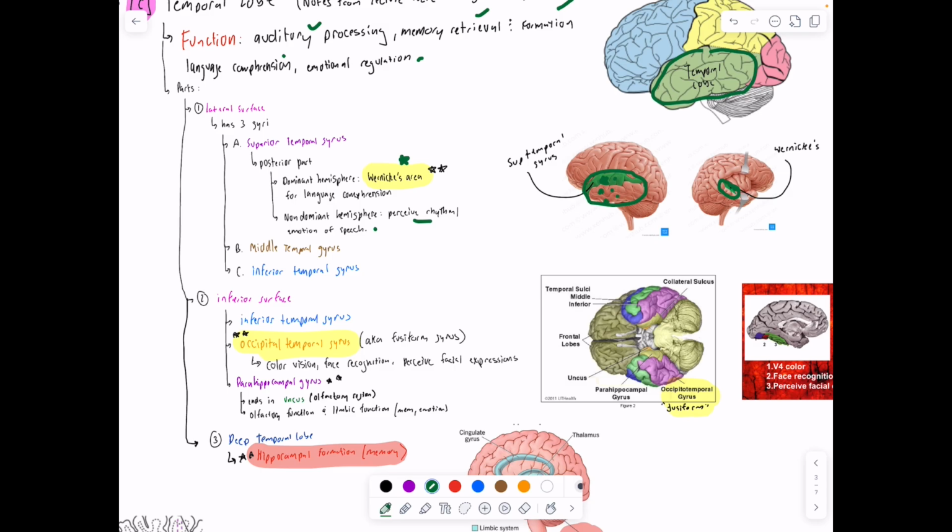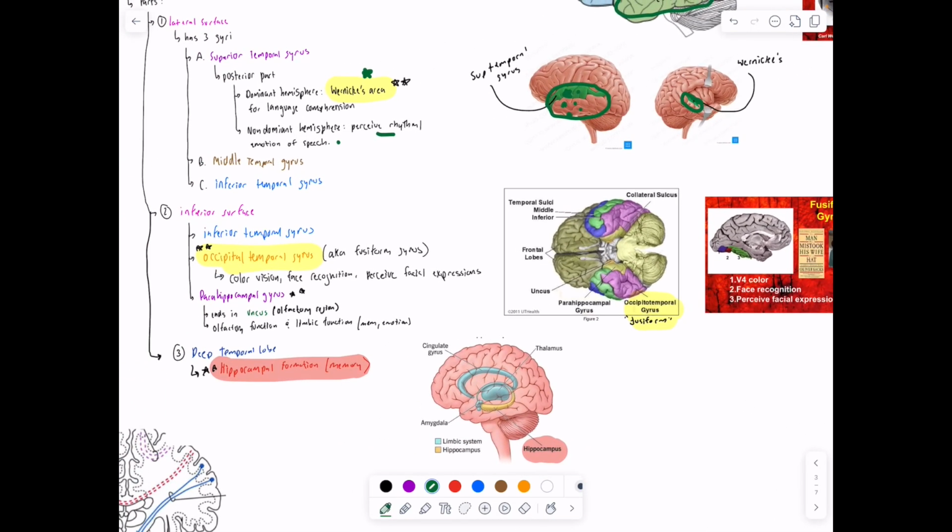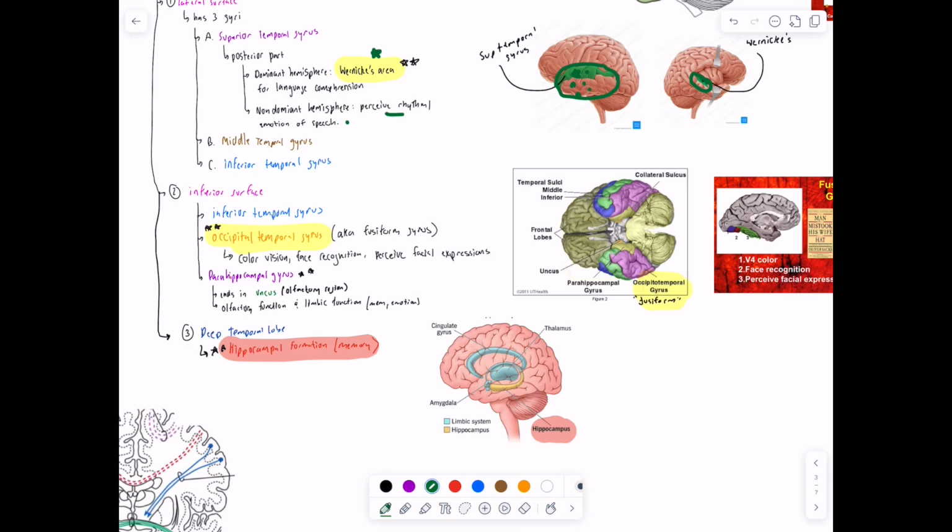Inferior wraps around to the bottom of the temporal lobe. And so on the inferior surface of the temporal lobe, you have the inferior temporal gyrus. You have the occipitotemporal gyrus, which is also called the fusiform gyrus. The reason it's called occipitotemporal is because it actually extends from the temporal lobe into the occipital lobe. But we also call it fusiform gyrus. I'm not sure why. Maybe to confuse us. But it does color vision, face recognition, perceiving facial expressions. And that's going to be located right here on the inferior side.